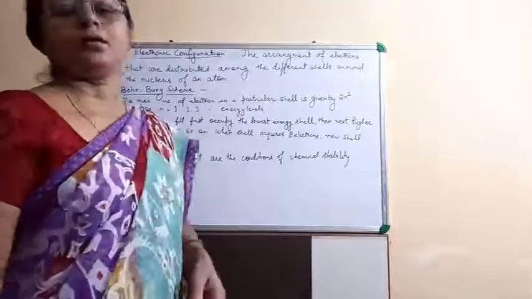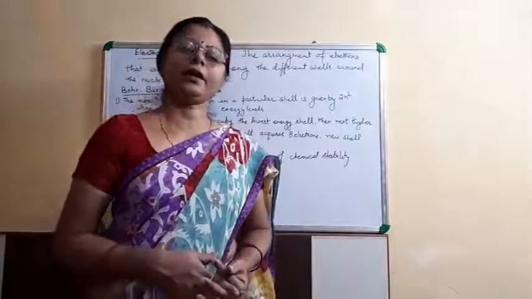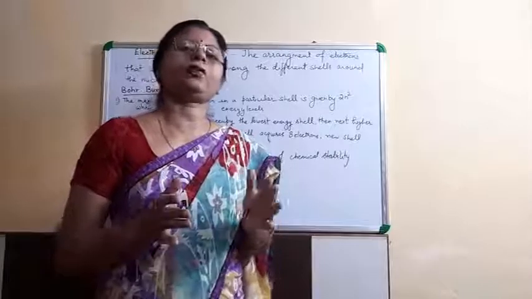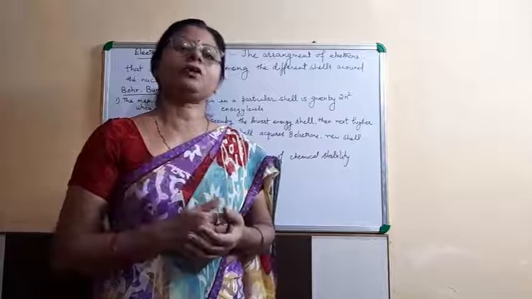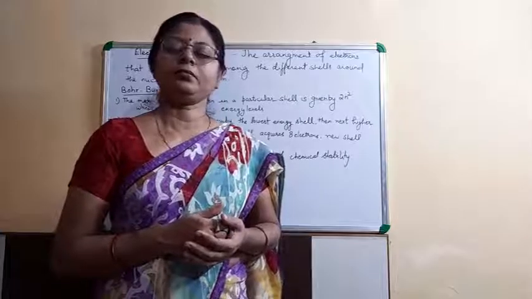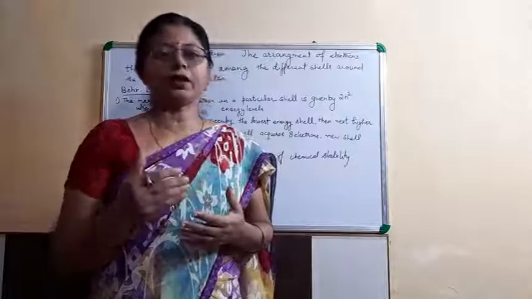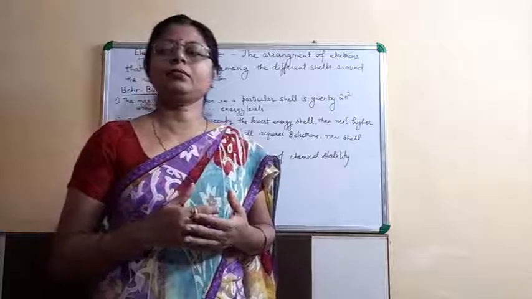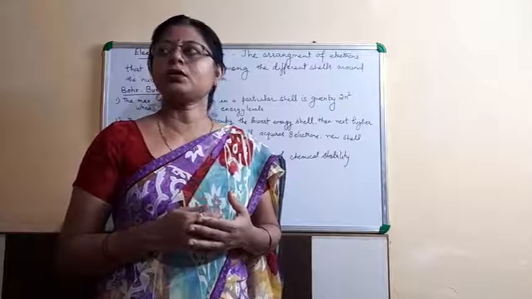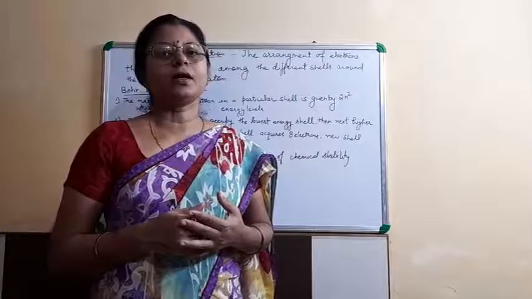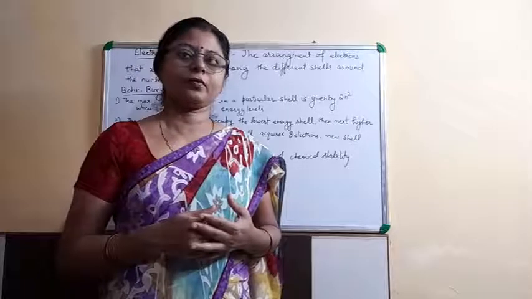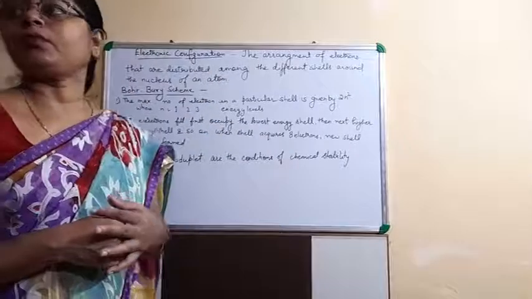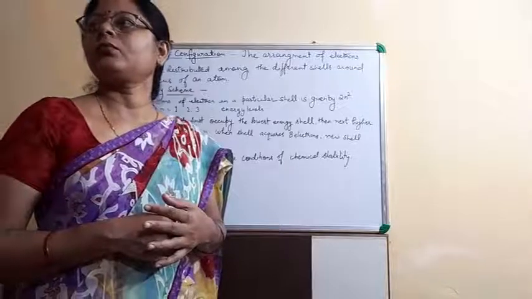Hello children, as you are studying the atomic structure chapter, it is very important to know how electrons are distributed in different orbits in an atom. The arrangement of electrons in different orbits around the nucleus is known as electronic configuration. The electronic configuration was explained by two scientists, Bohr and Bury.